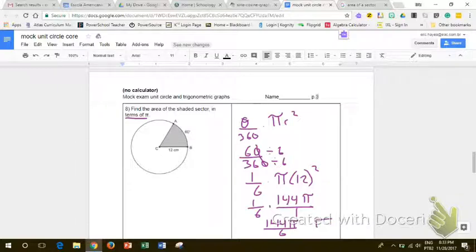So let's come over here. 144 goes into 6 how many times? 6 goes into 14 at least once. Oh, that's a silly mistake. No, 6 goes into 14 twice. So it's 12, that's 2. 6 goes into 24 how many times? 4. So our answer is 24 pi. All right, that does it. Not really, because we still have more.